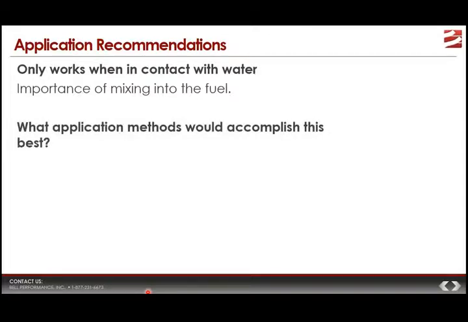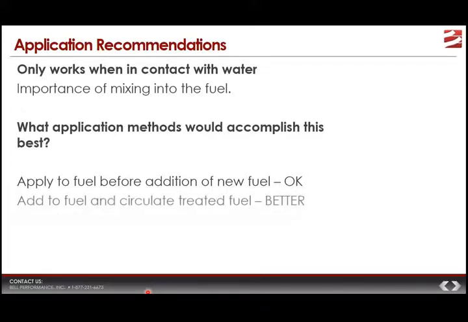So what application methods would accomplish this? Well, there are 4 main ways you can apply it. Some are okay, some are better than others. Some people have a tank that's half full, so they have a scheduled fuel drop. They add DFS on top of the fuel, and then they drop the fuel, and this creates a splash blending effect. That's an okay way to do it. The splash blending effect will mix it into the fuel, so that's okay.